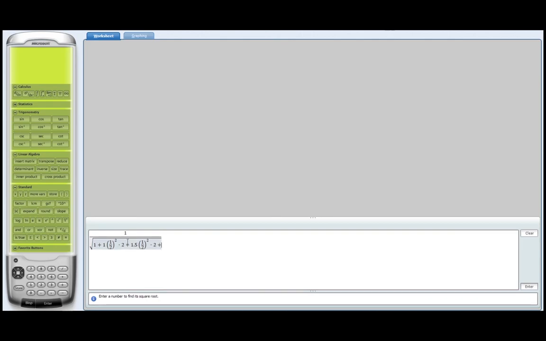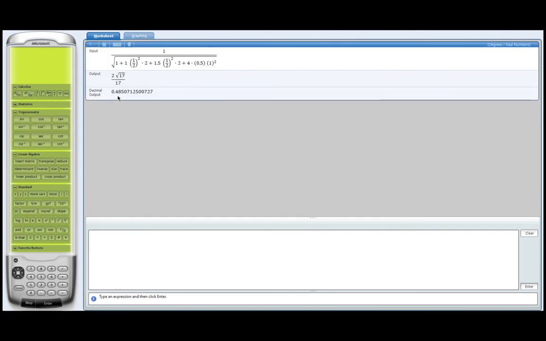plus 4 times 0.5 times 1 squared. Okay, and if we evaluate it, we get a value of 0.48. That is our hydraulic efficiency factor for this particular case.